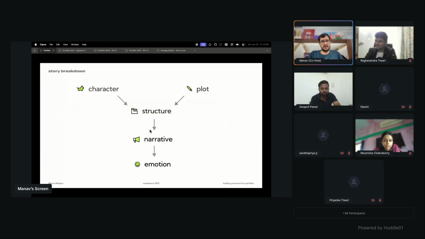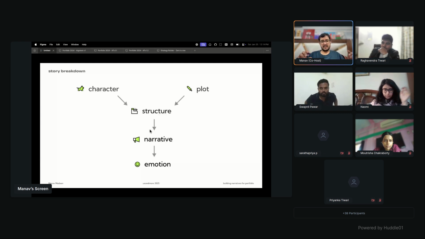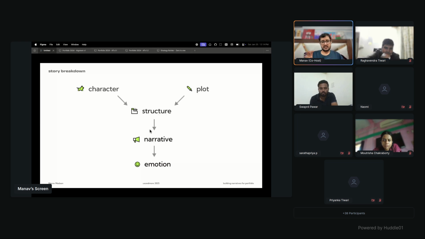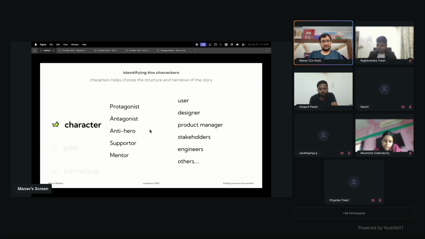So let's break down what a story is, right? A story has, at its core, three parts. It has a character, it has a plot. Combining these two becomes a structure, and a structure is held by a narrative. And after all that is done, a certain emotion is evoked. So when the story ends, a certain emotion comes out, and this is true for every story. So let's go one by one.